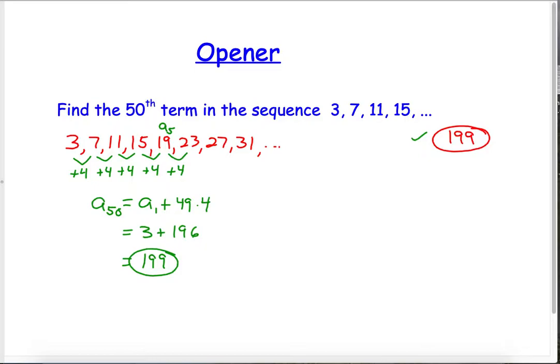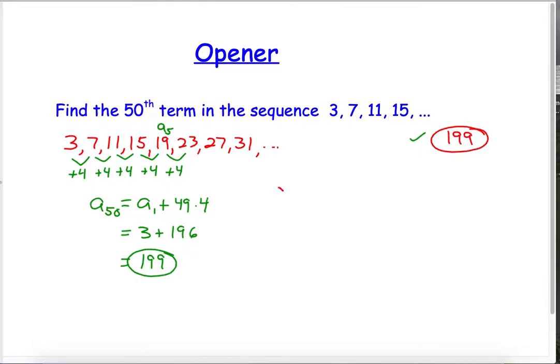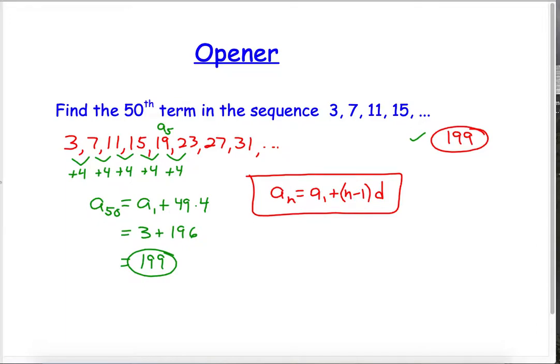So in general, let's generalize this. To get the nth term, we're going to start with the first term. We're going to add the difference between the numbers, let me just call that D, times 1 less than the term, so n minus 1 times that difference. Now, using that, we should be able to get any term. So if I want the 17th term, I'm going to take the first term plus 17 minus 1, or 16, times whatever the common difference is in our sequence. In this case, it was 4.